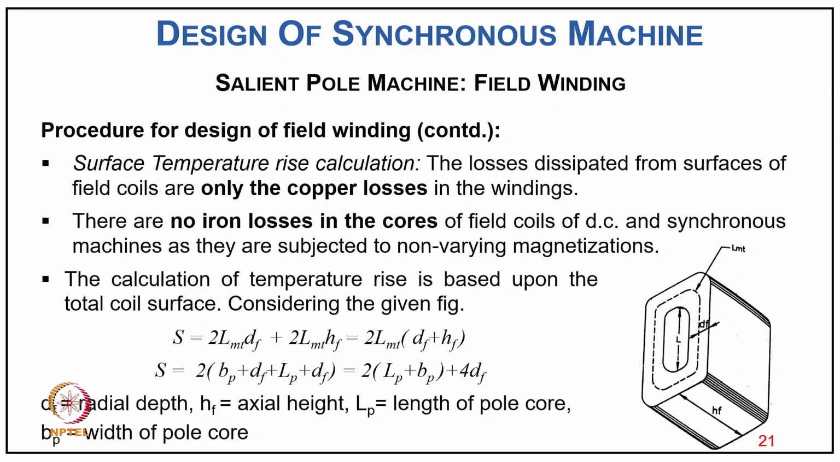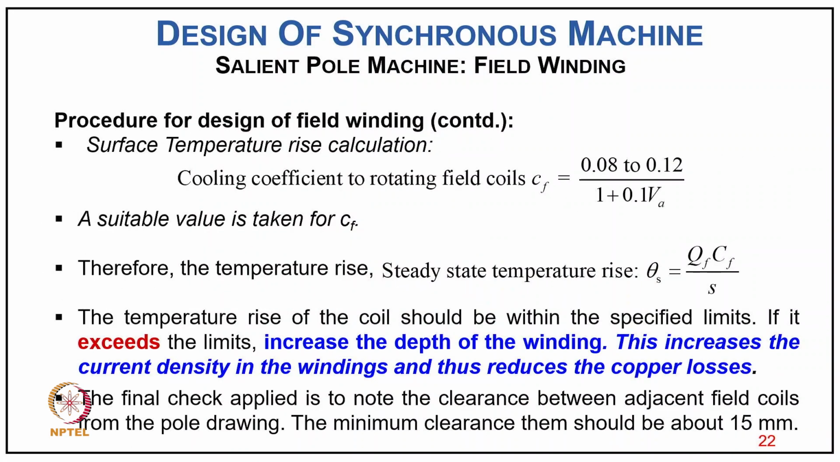So considering the figure, S equals 2 LMT DF plus 2 LMT HF, that is equal to 2 LMT in bracket DF plus HF. From the dimensions of the field coils, as you can see in the figure, this comes to 2 in bracket BP plus DF plus LP plus DF, and that is equal to 2 in bracket LP plus BP plus 4 DF, where DF is the radial depth, HF is the axial height, LP is the length of the pole core, and BP is the width of the pole core.